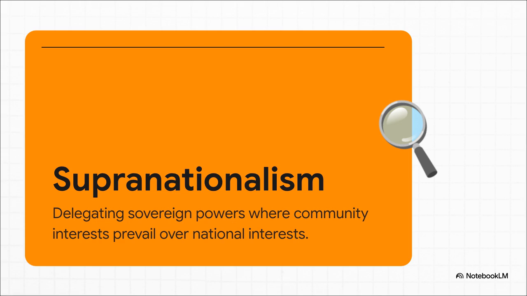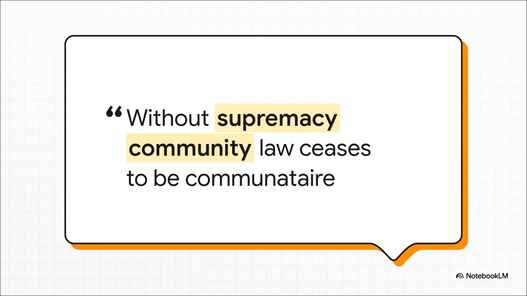But what does that actually mean in practice? Well, it means they might be forced to implement a decision taken by a majority vote that they explicitly voted against. The community's interests simply prevail over individual national interests. There's a great quote from Cruz that captures this reality perfectly. Without supremacy, community law ceases to be communitaire. The whole EU legal structure is built on mutual trust and shared values. Because of that, its laws absolutely must trump national laws when conflicts arise.